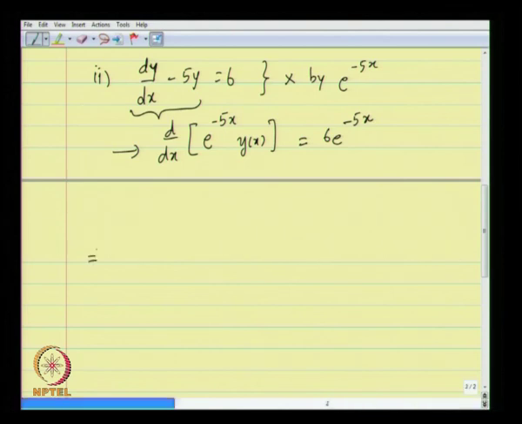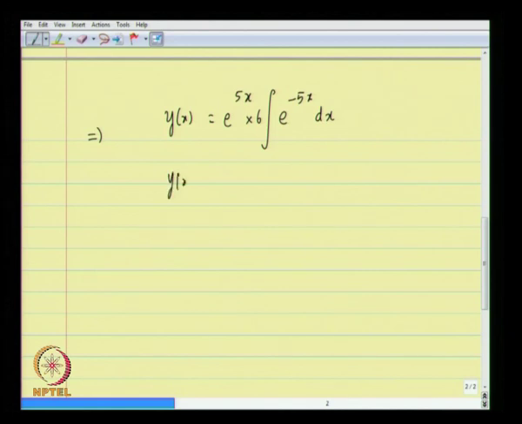Okay. So, the solution would be y of x is equal to e to the plus 5x times the integral of 6 e to the minus 5x dx, and the answer that you would get is y of x is equal to minus 6 by 5 plus a constant times e to the 5x, which if you substitute in the differential equation, you will get the equation back.